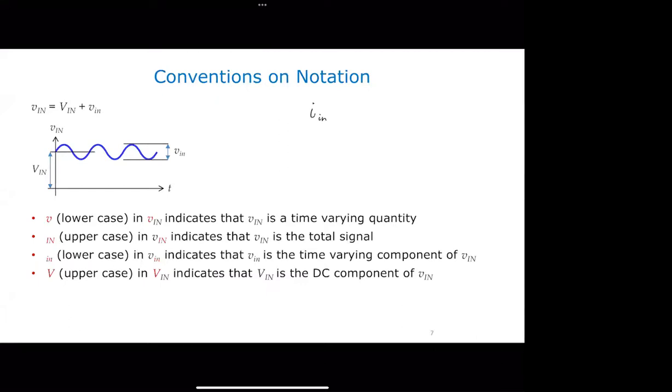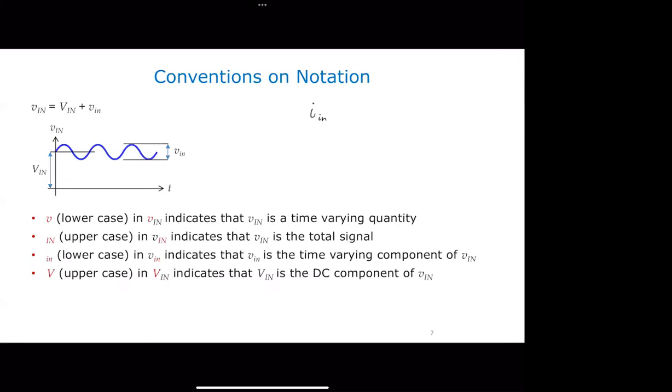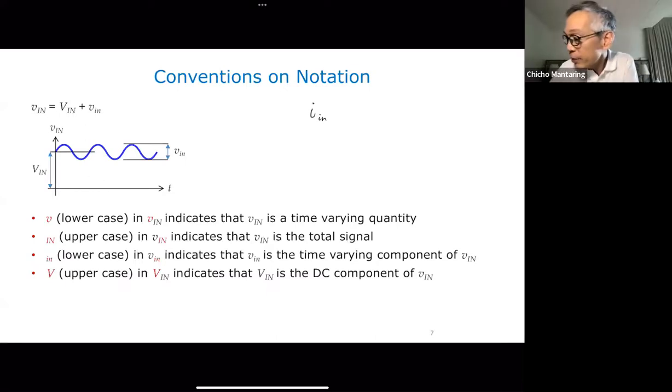Oh, sorry, is it the current signal at a given point in time, sir? You're talking about instantaneous values, no? I'm talking about a variable in general. When I say small i_n, that means this is the time varying component of capital I_N. It's a time varying component of capital I_N.